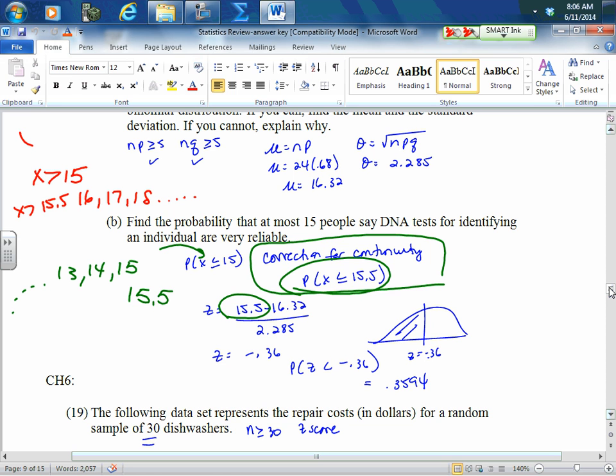If I said x is less than 15, what's the first number that's valid to use? 14, so this is how you correct. 13, and so on. Take the high end, make it 14.5. That's your correction for continuity. So I kind of forgot to put that in there yesterday. It was in here, but I didn't mention it. So I wanted just to go over and mention it. Okay.